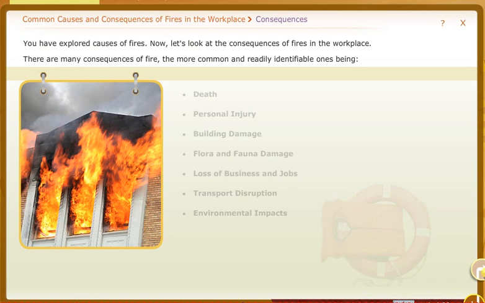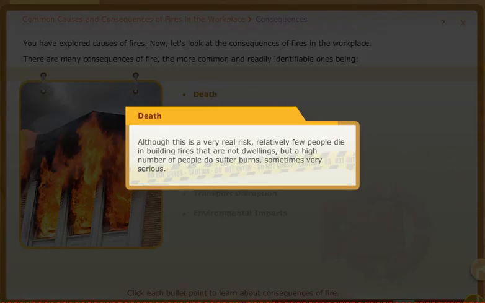You have explored causes of fires. Now, let's look at the consequences of fires in the workplace. There are many consequences of fire, the more common and readily identifiable ones being death. Although this is a very real risk, relatively few people die in building fires that are not dwellings, but a high number of people do suffer burns, sometimes very serious.